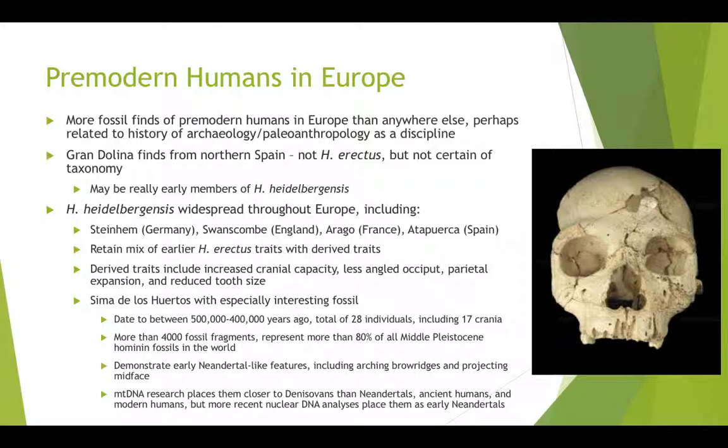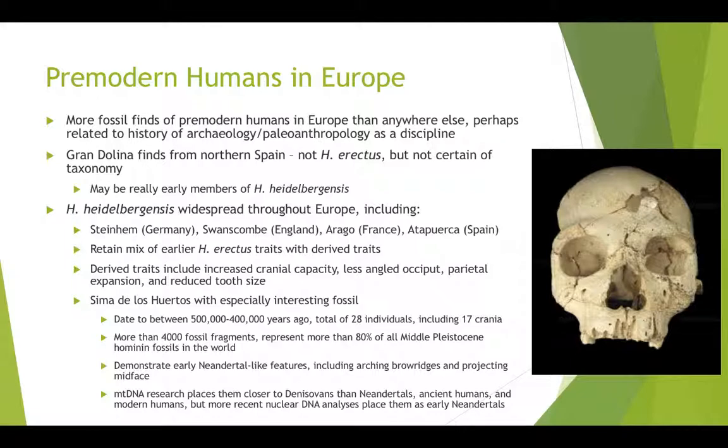The Sima de los Huesos site from Spain, which is relatively close to Gran Dolina, represents a really interesting fossil site. These date to between 500 and 400,000 years ago. We've got a total of about 28 individuals, including 17 distinct crania. There are more than 4,000 fossil fragments that have come out of this cave. That represents more than 80% of all Middle Pleistocene hominin fossils in the world. Definitely an overrepresentation from the Sima de los Huesos site.